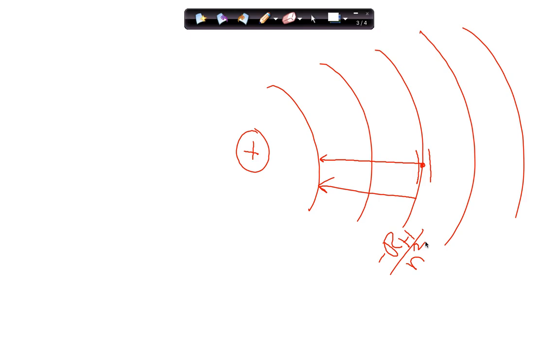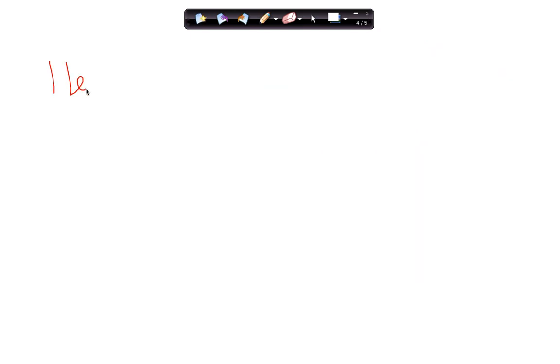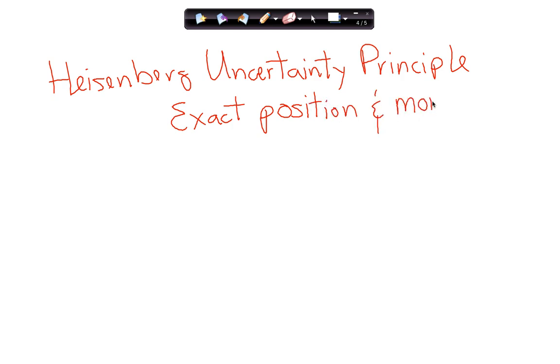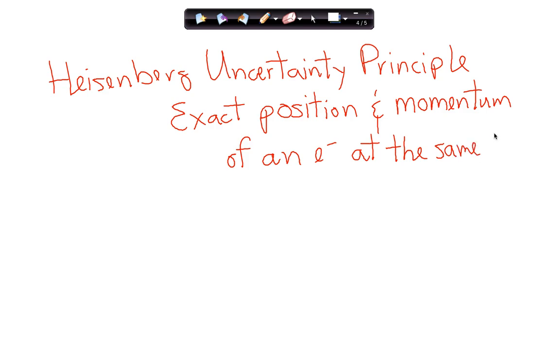So guys, this is what is called the Heisenberg uncertainty principle. And it says you can never know the exact position and momentum of an electron at the same time.